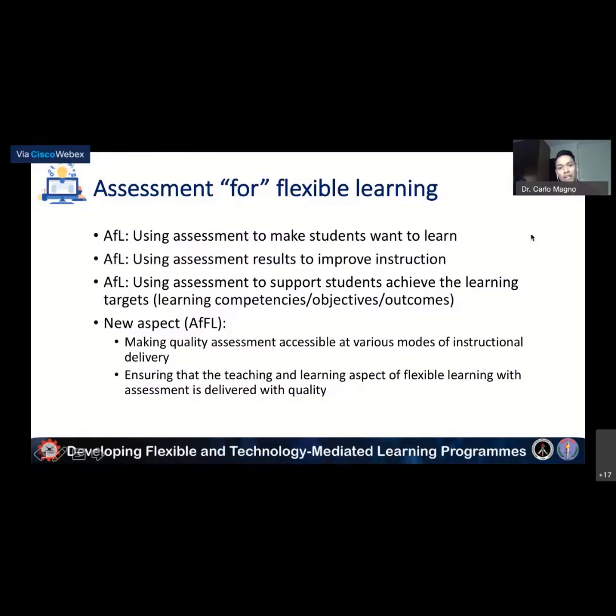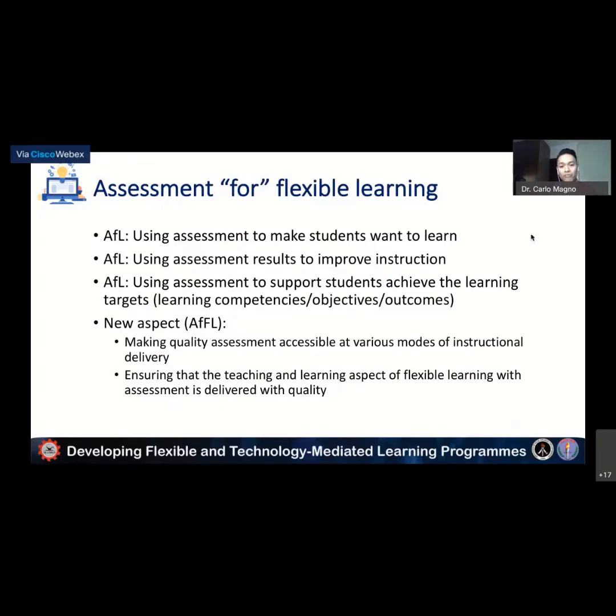In the new perspective that we're introducing, such as assessment for flexible learning, we're adding two important components to make the idea of learning come out through the use of informed evidences about what students can do and cannot do. These two important ideas that we're adding in the concept of assessment for flexible learning is, number one, we need to make quality assessment accessible at various modes of instructional delivery. Making sure that assessment happens, making sure that assessment is an integral part of the teaching and the learning process across various flexible learning delivery modes is very important. And how this is actually conducted, even when it is done online or offline.